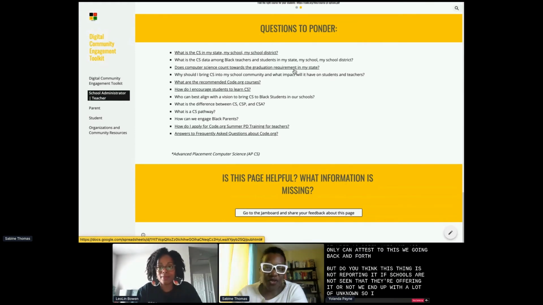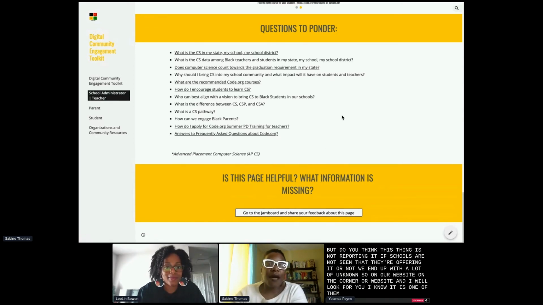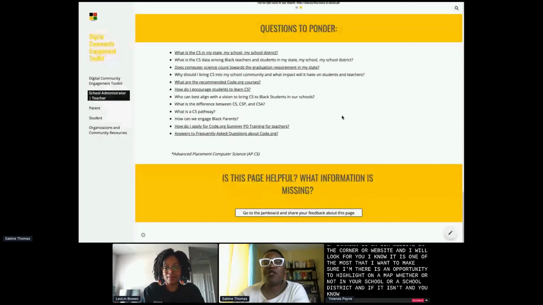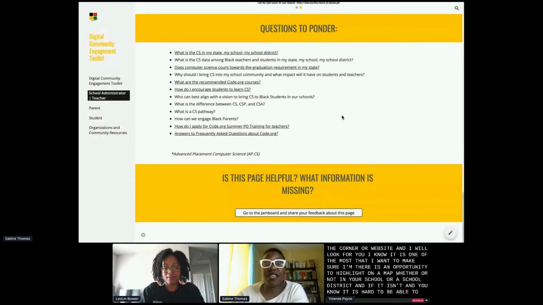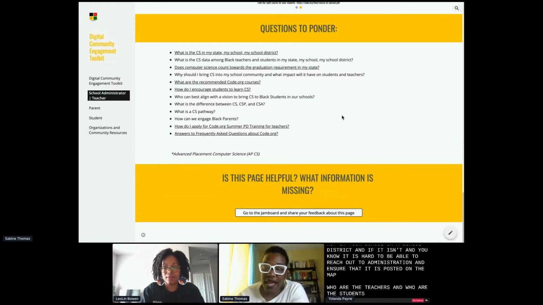So on the code.org website, and I will look for this for you, I know it is one of the links, but I want to make sure I'm able to focus on the Jamboard. There is an opportunity for you to highlight on a map whether or not computer science is being taught in your school or your school district. And if it isn't, and you know it is, you can reach out to the school administration and ensure that it is posted on the map. This is one way that we can capture the data around who the teachers and students are. Anything you want to add to this, LeoLin?